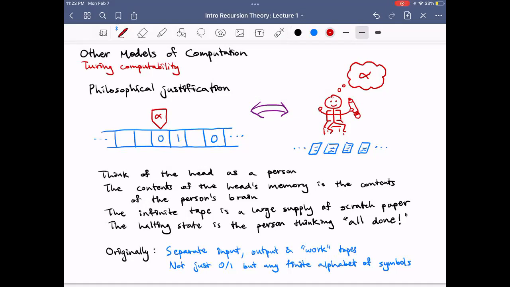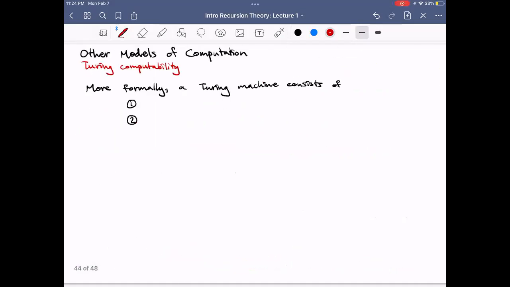And the philosophical justification, again, is just supposed to be: what are you actually doing when you as a person compute something? You're sitting there, you have some thoughts in your head, you have paper in front of you, and in each second, you can change the thoughts in your head, you can replace a symbol on the paper in front of you, and that's pretty much all you can do. So this was Turing's analysis.